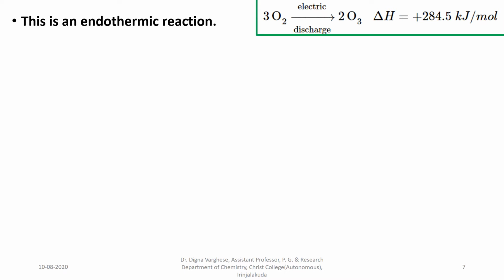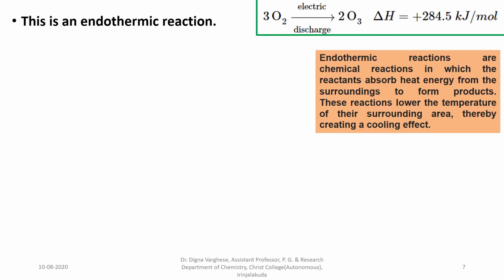The formation of ozone from oxygen is an endothermic reaction. The enthalpy value is plus 284.5 kJ per mole. We know endothermic reactions are chemical reactions in which the reactants absorb heat energy from the surroundings to form the products. These reactions lower the temperature of their surrounding area, thereby creating a cooling effect.